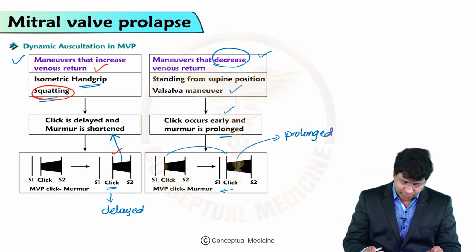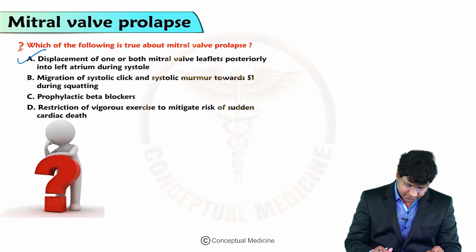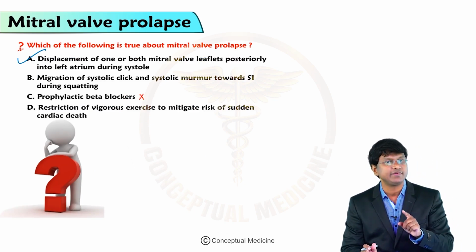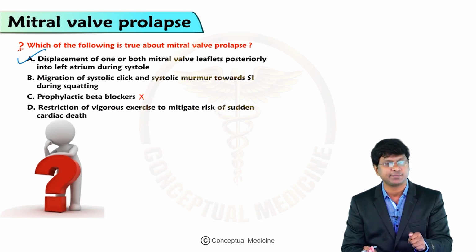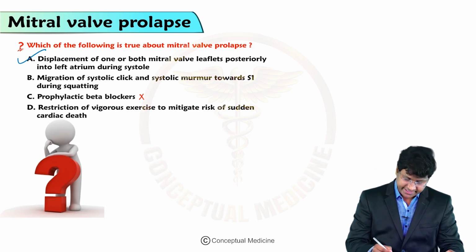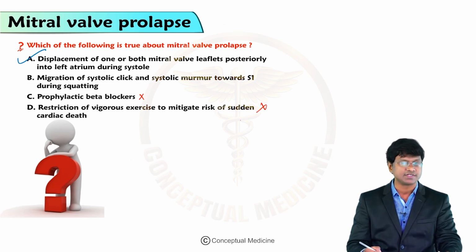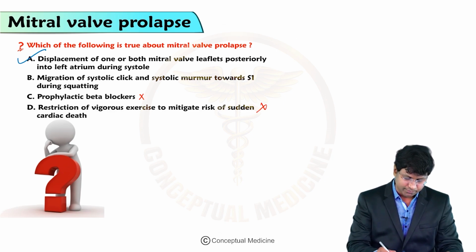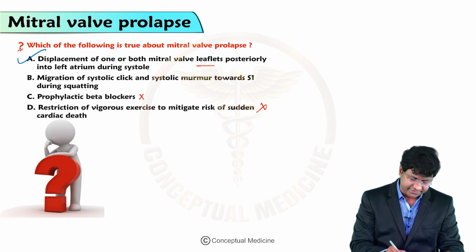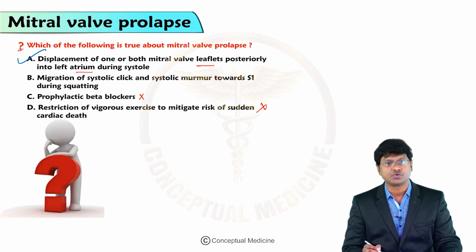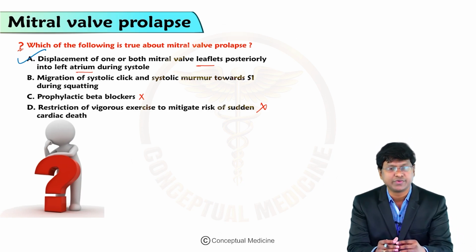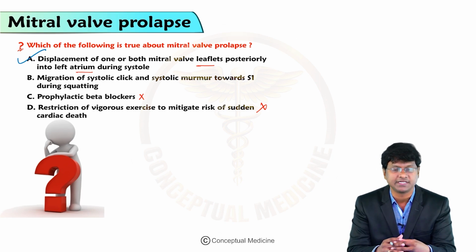And the other important point is about prophylactic beta blockers. Prophylactic beta blockers are not given. Only when the individual develops palpitations, that is the point when we give beta blockers. And restriction of vigorous exercise to mitigate the risk of sudden cardiac death is also a wrong statement. So, which of the following is true about mitral valve prolapse? Displacement of one or both mitral valve leaflets posteriorly into left atrium during systole is what is called mitral valve prolapse. Okay, so with this, I'll wind up this very important session on mitral valve prolapse.